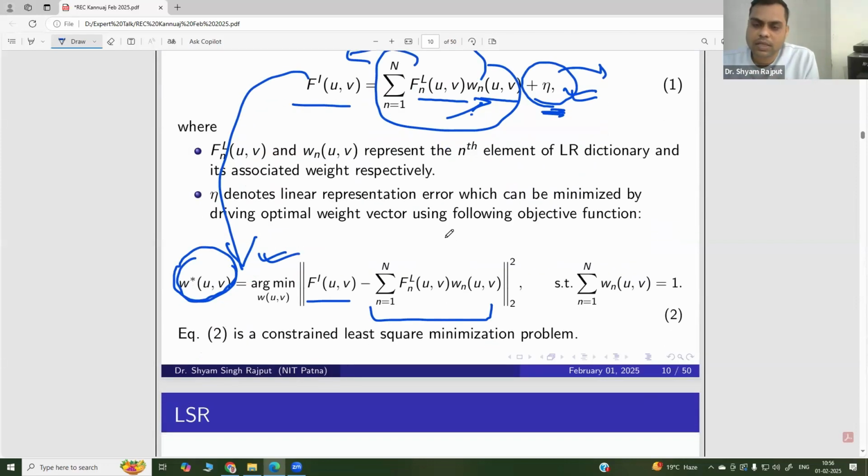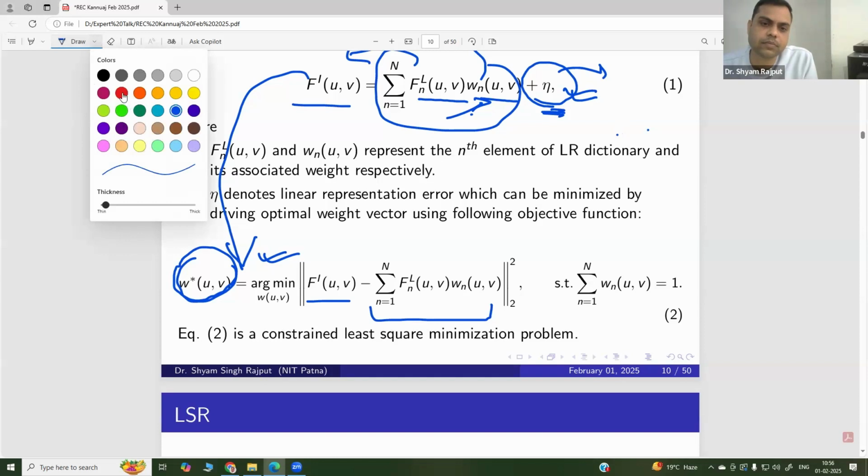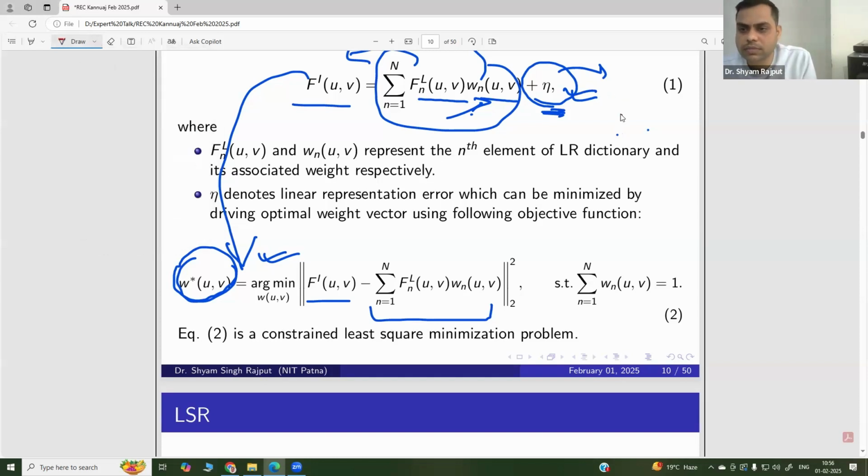So the problem is, this model works well when images are free from any artifact. If images are corrupted by Gaussian noise, which is most obvious in the practical scenario, then this eta term, this error term, becomes wider. And in the presence of noise, we will not get the optimal weight because of the wider range of eta. We will not be able to minimize this. We can minimize, but not at an optimal level.